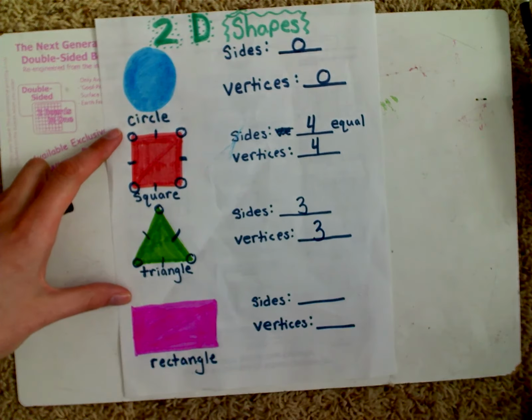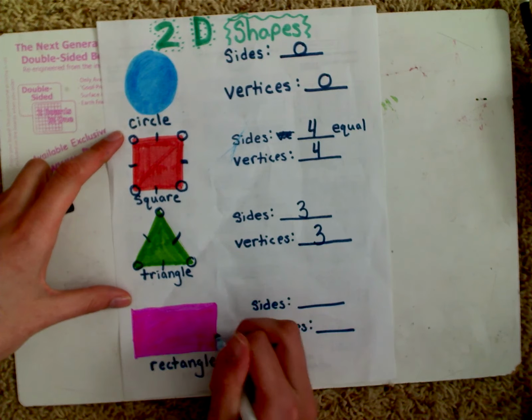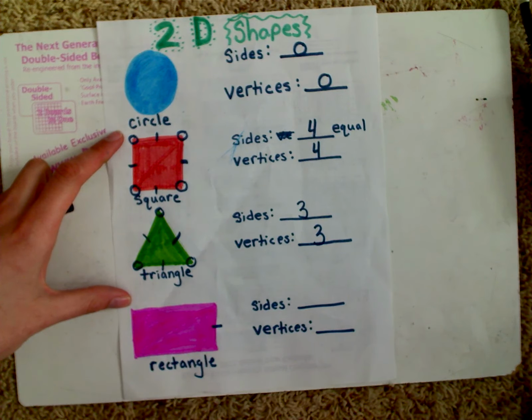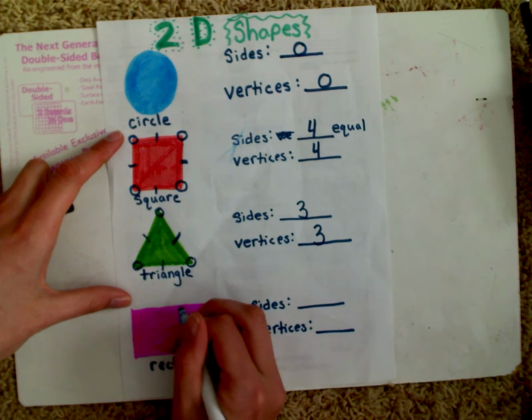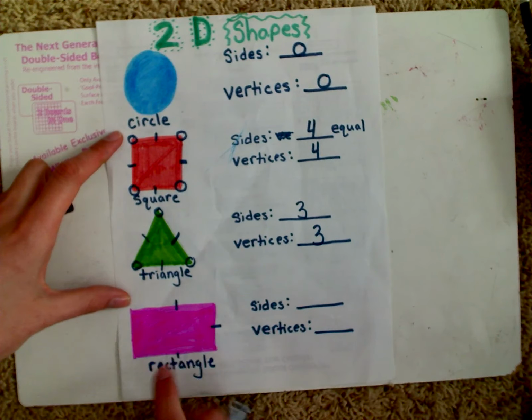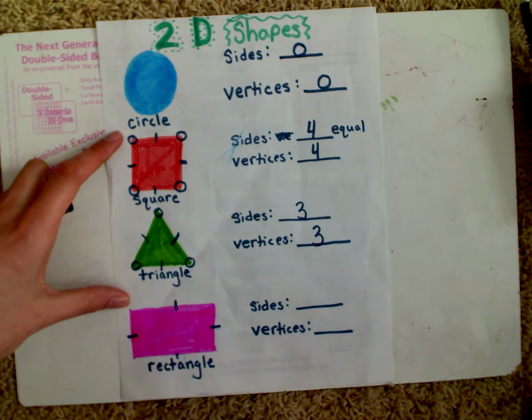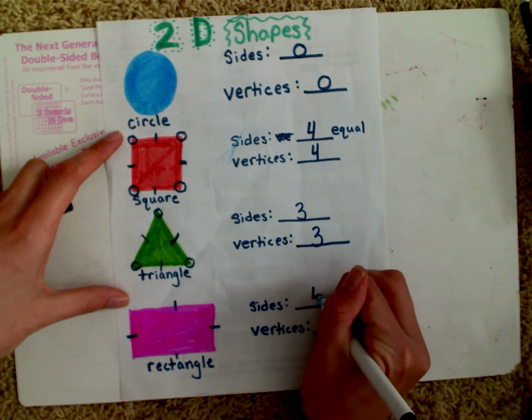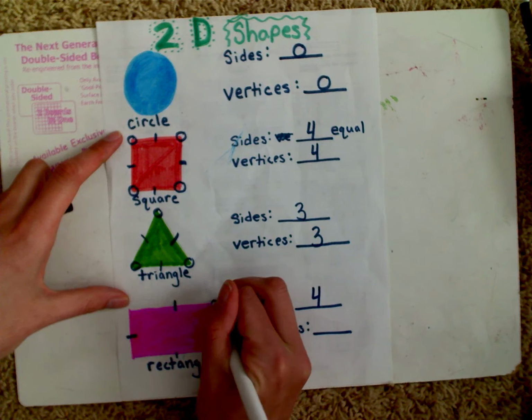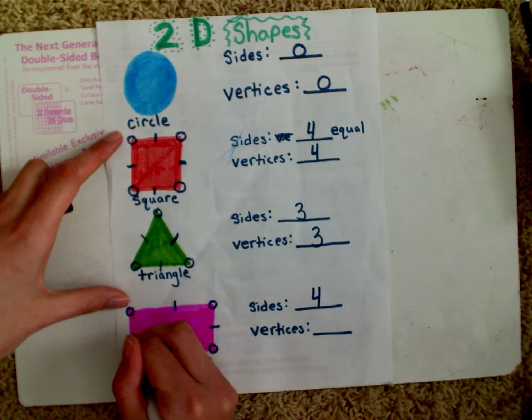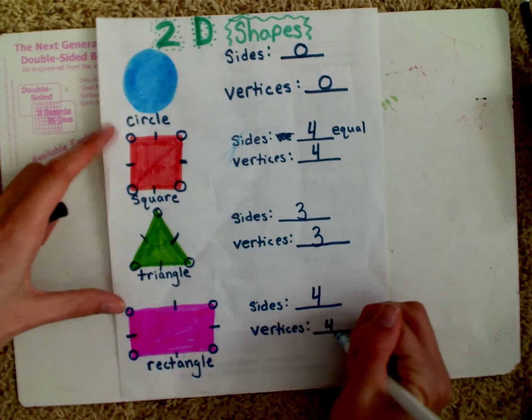3 vertices. And then for a rectangle, it's similar to a square, but not quite, right? Because these 2 sides are longer than these 2 sides. So again, we have 4 sides and 1, 2, 3, 4 vertices.